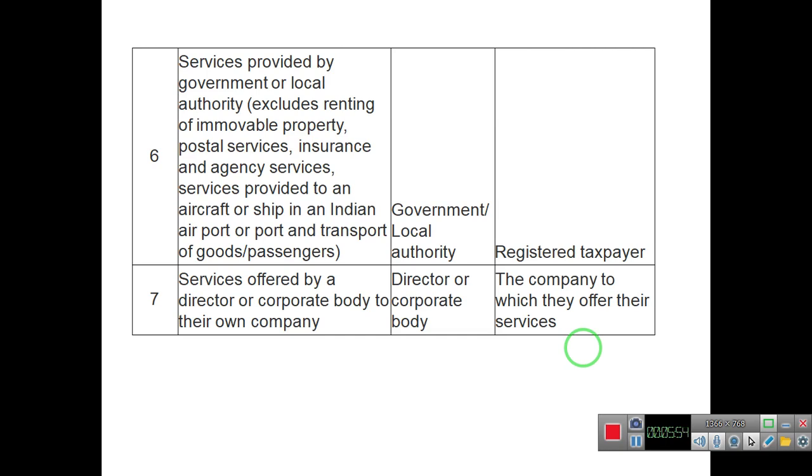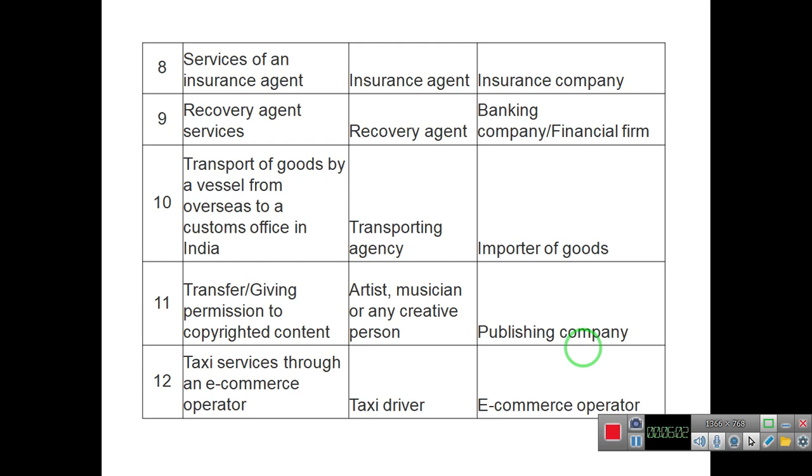Apart from these, some more services are services offered by a director or corporate body to their own company, services of an insurance agent, services of a recovery agent, transport of goods by a vessel from overseas to a customs office in India, transfer or giving permission to copyright content, and taxi services provided through an e-commerce operator. In all these cases, the service provider will not be liable to pay GST. Instead, the recipient or the registered taxable person will be liable to pay GST.